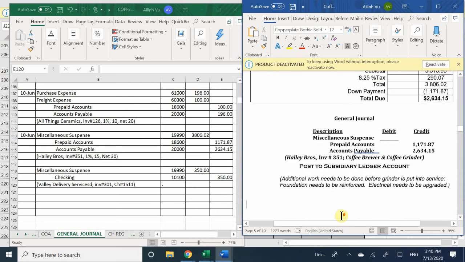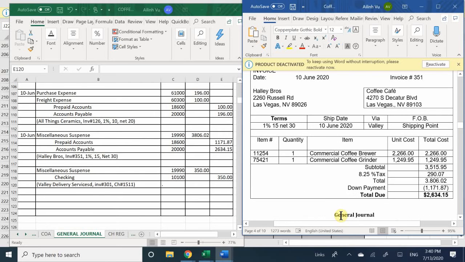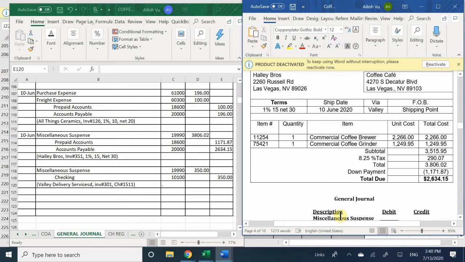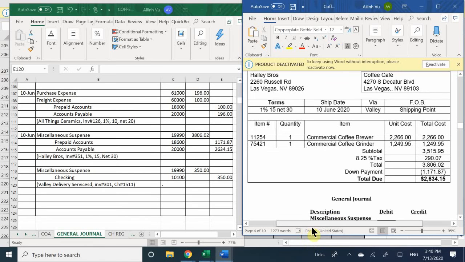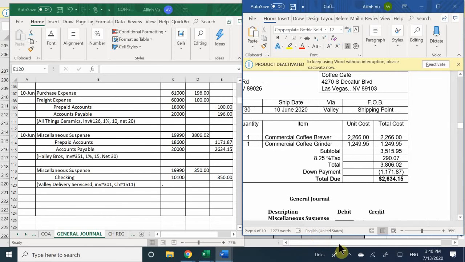So how much was the coffee brewer? It's $3.50. No, that's the delivery charge. Oh, geez. Okay. $2,266 is how much our brewer is worth. Okay, so 2266.